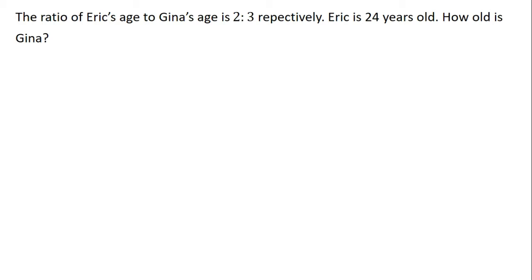The question for this video is: the ratio of Eric's age to Gina's age is 2:3 respectively. Eric is 24 years old. How old is Gina? So the ratio of Eric's age to Gina's age is 2:3 respectively. This means that Eric's part of the ratio is 2 and Gina's part of the ratio is 3. The total ratio is 5. We are also told that Eric is 24 years old. We are going to use this information that has been given to us to find the age of Gina.